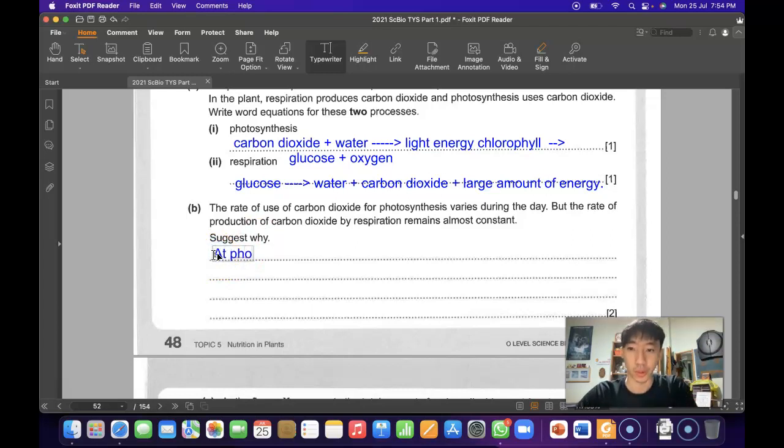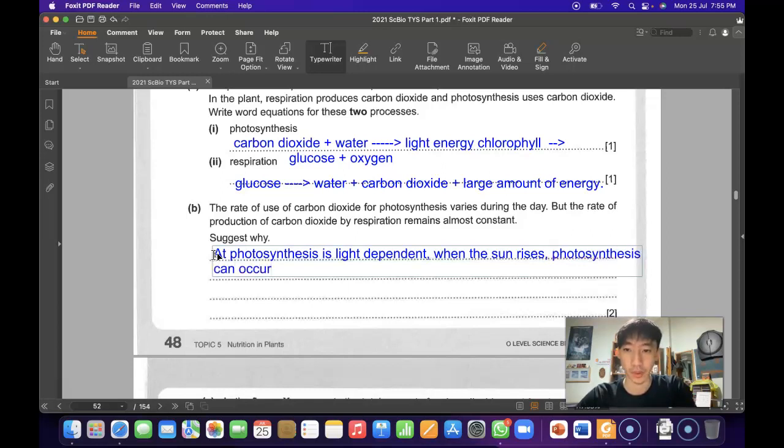As photosynthesis is light dependent, when the sun rises, photosynthesis increases up to the maximum at noon. When the sun sets, photosynthesis reduces.